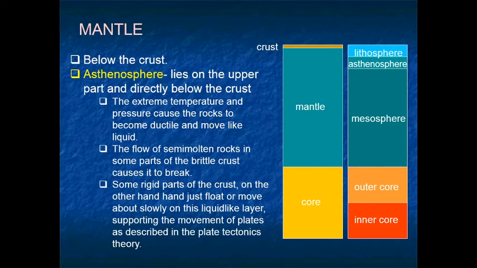This is also where the flow of semi-molten rocks in some parts of the brittle crust causes it to break. Some rigid parts of the crust, on the other hand, just float or move about slowly on this liquid-like layer, supporting the movement of plates as described in plate tectonics. So that's why there is always a state of motion in the crust, and even in the area near the mantle, because there are structures like the liquid-like layer. This liquid-like layer will support the movement of plates. So motion is constant within the crust and even some portion of the mantle.